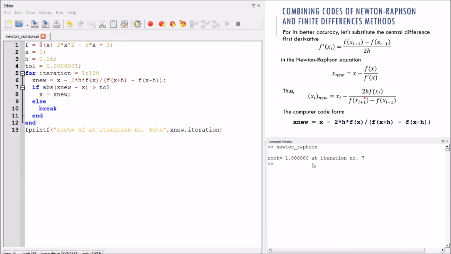Actually, the same values. At x equals 0 as an initial guess, we obtain the first root at 7 iterations. Now let's make a change and assume that the initial guess is 2, for example. So the second guess gave us the second root at 6 iterations.